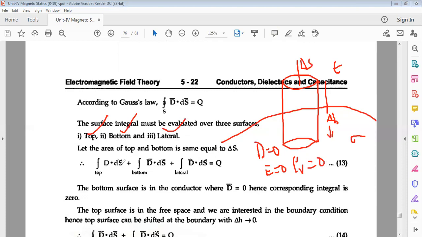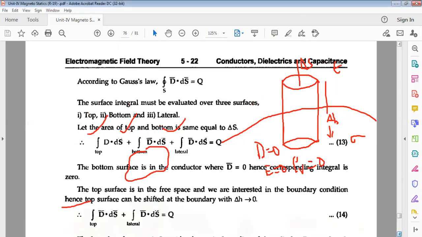So the integral over top of D bar dot ds bar plus the integral over bottom of D bar dot ds bar plus the integral over lateral side of D bar dot ds bar is equal to Q, according to the Gauss law. The bottom is present in the conductor, which means the second integral is equal to 0. The bottom surface is in the conductor where D bar is equal to 0. Hence, the corresponding integral is 0. The remaining two integrals are the integral of D bar dot ds bar over the top and over the lateral side, equal to Q.